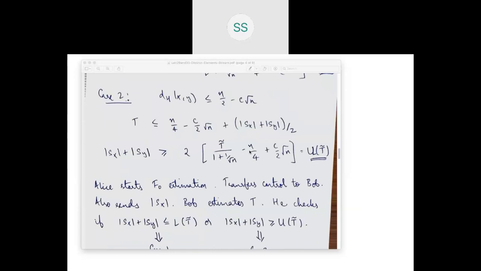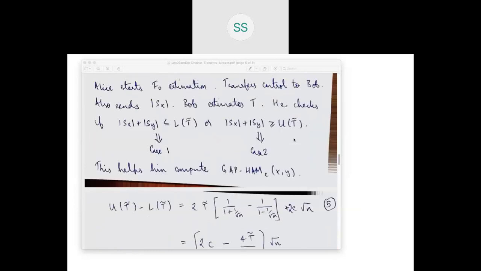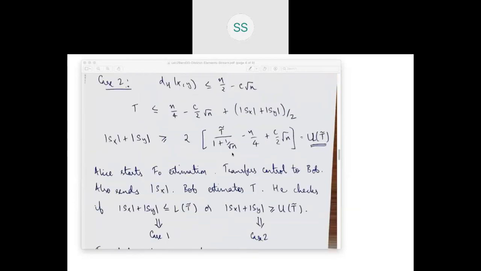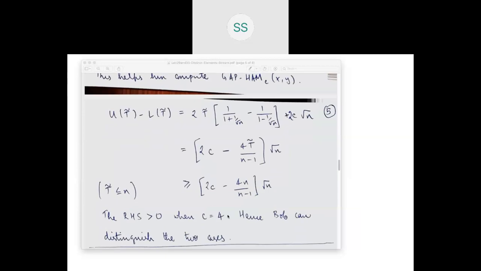So the final thing to verify is that ut tilde is at least lt tilde, and that is easy by just subtracting lt tilde from ut tilde. You get this, which can be simplified to this. So t tilde is at most n, so we get this. So when we have c equal to 4 and n is at least 3, we get that this is a strictly positive quantity. Hence, Bob can distinguish the two cases.